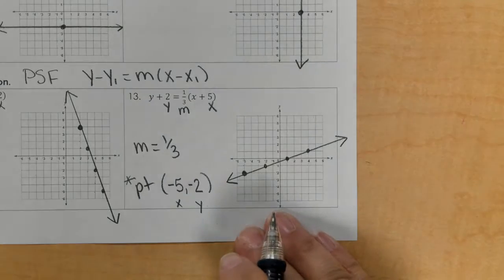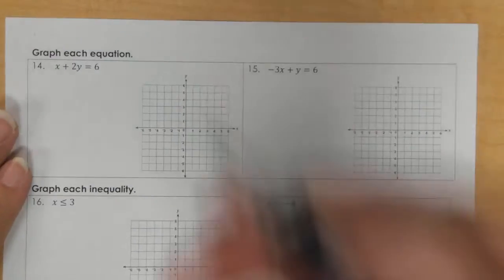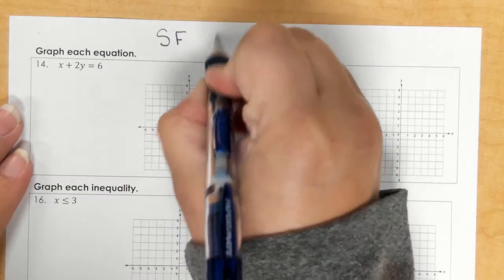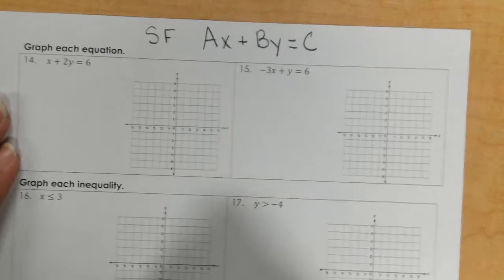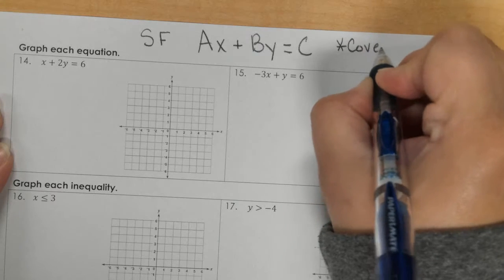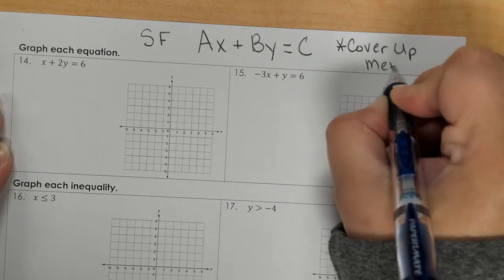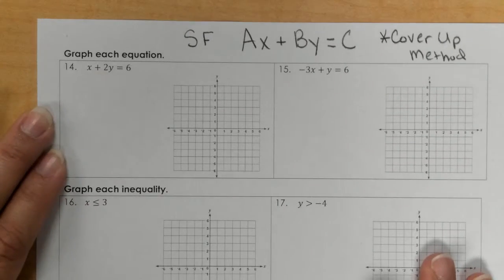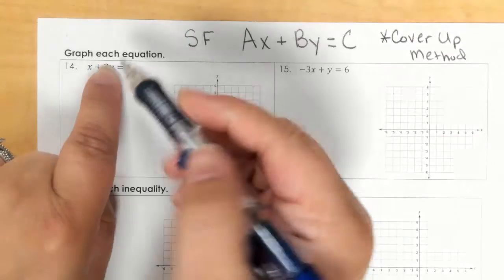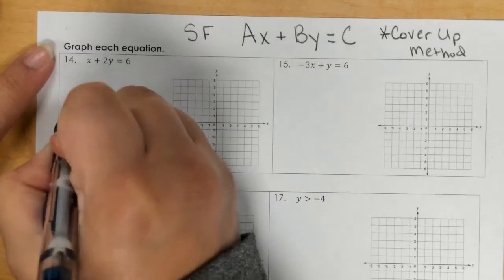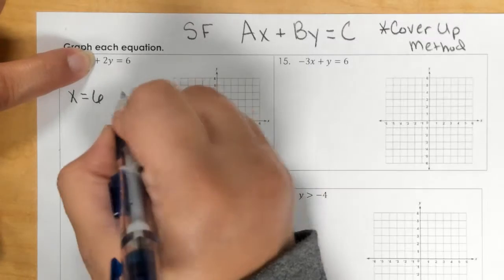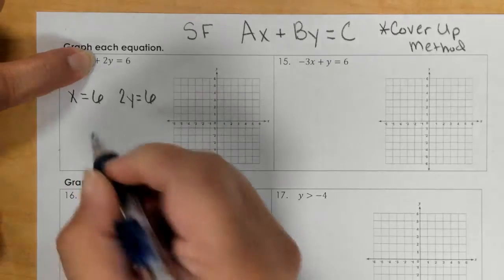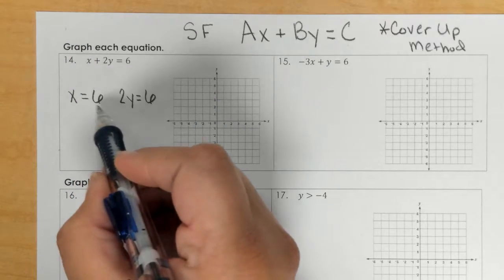Okay. Then for number 14 and 15, these two are our standard form problems. Okay, the formula reads as ax plus by equals c, but you have to think of this as like the cover-up method. Meaning, if I want to find x, I cover up the y. And so here, x equals 6. And if I cover up the x, I've got +2y equals 6. So for this one, I can't solve it. It's already done. So x equals 6.